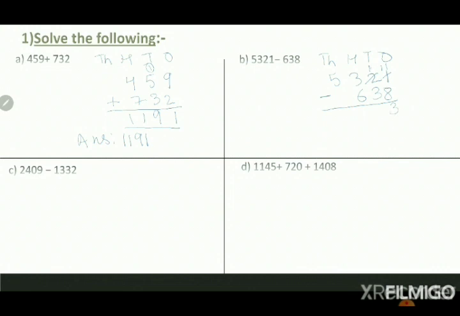And in the tens column, from 1 it is not possible to subtract 3, so it will borrow. 3 will become 2 and 1 will become 11. So 11 minus 3 is 8. In the hundreds column, not possible to subtract 6 from 2, so borrow. 5 will become 4 and 2 will become 12. So 12 minus 6 is 6. And 4 is left here. 4 minus 0 is 4. So you got your answer as 4683.